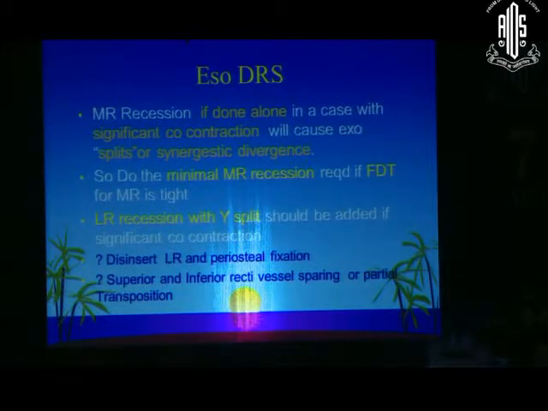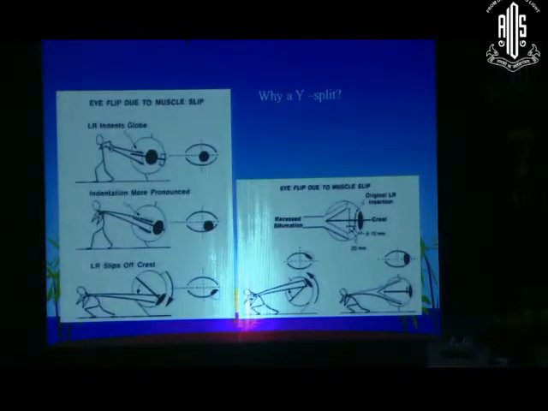You are weakening the MR. The LR co-contraction is there, which is paradoxically acting during adduction. So you will have abduction, as you had seen on that Romero Apis test. On attempting adduction, there will be abduction. So it will cause a very weird movement, as you will see in some of the cases. I'll show you. So what you need to do in such cases is LR recession, with a Y split added if there is a significant co-contraction. Why a Y split? Because you have a slippage which is because of tight muscles, and Y splitting helps to prevent this slippage.